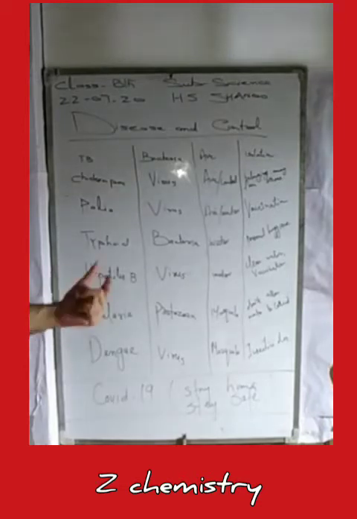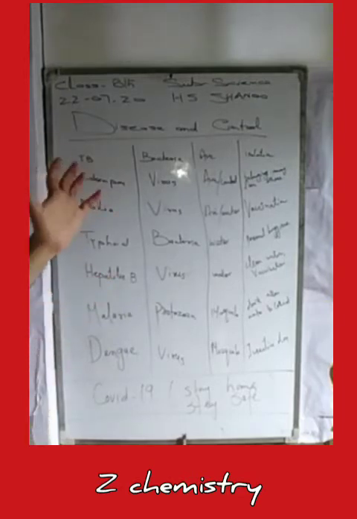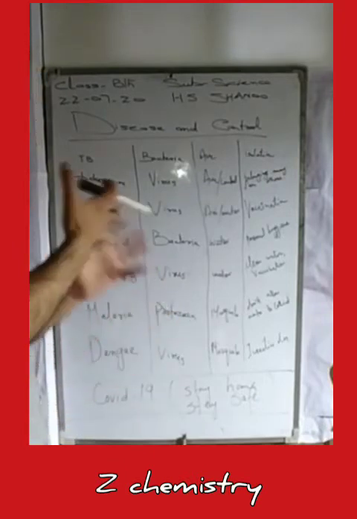Then there is malaria. Malaria is caused by a protozoan carried by the female Anopheles mosquito. These mosquitoes breed in stagnant water. We must not allow water to collect at any place, especially during summer, because in summer their breeding is very high. They can reproduce at an alarming rate and cause malaria.